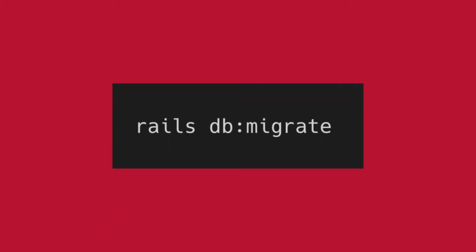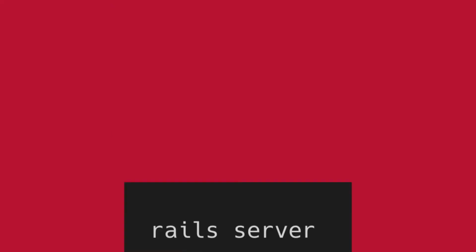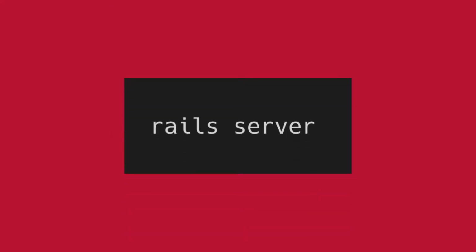We now need to migrate the database to match our new models. To do that, we'll run rails db:migrate. Our database is now updated with our new user data model. We can start our Rails development server by typing rails server. Our application should now be served to localhost port 3000.